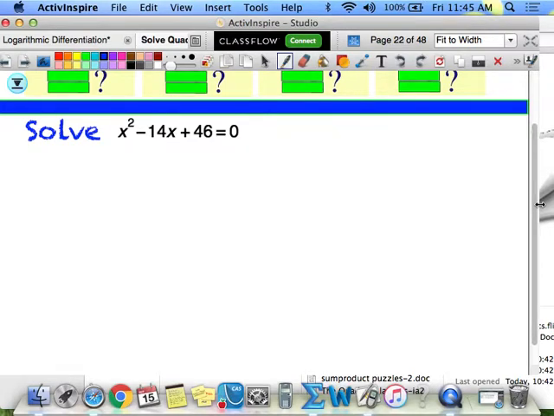Okay? How many have seen completing the square before? That's good.